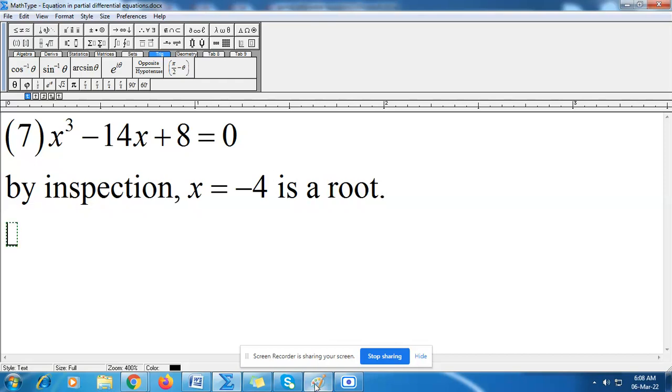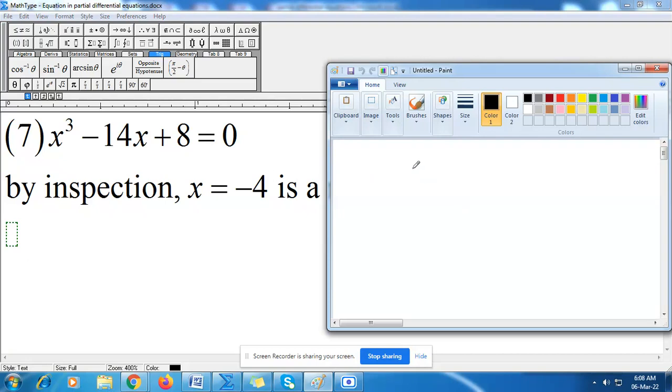Now use synthetic division. For synthetic division purposes, you have to take the coefficients. That is, here the x cube coefficient is 1 and the x square coefficient is 0. So you take 0, and the x coefficient is minus 14 and the constant is 8, and here the root is minus 4. After that, you have to take 0 first.